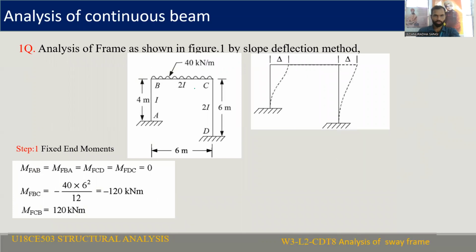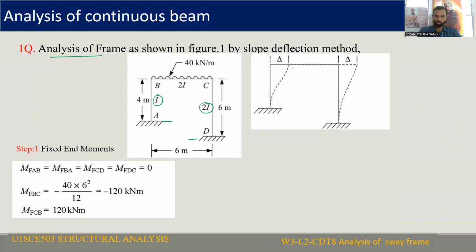Right, students, we will see one problem related to sway. The given problem says to analyze the frame as shown in the figure by the slope deflection method. It is not mentioned properly whether the given frame is a sway frame or a non-sway frame. So we need to identify from the given figure whether sway is possible in the frame. From our fundamentals, the supports are at different levels and the moment of inertia of column 1 is different from column 2. So sway is possible. Directly we can say that this is a sway frame.